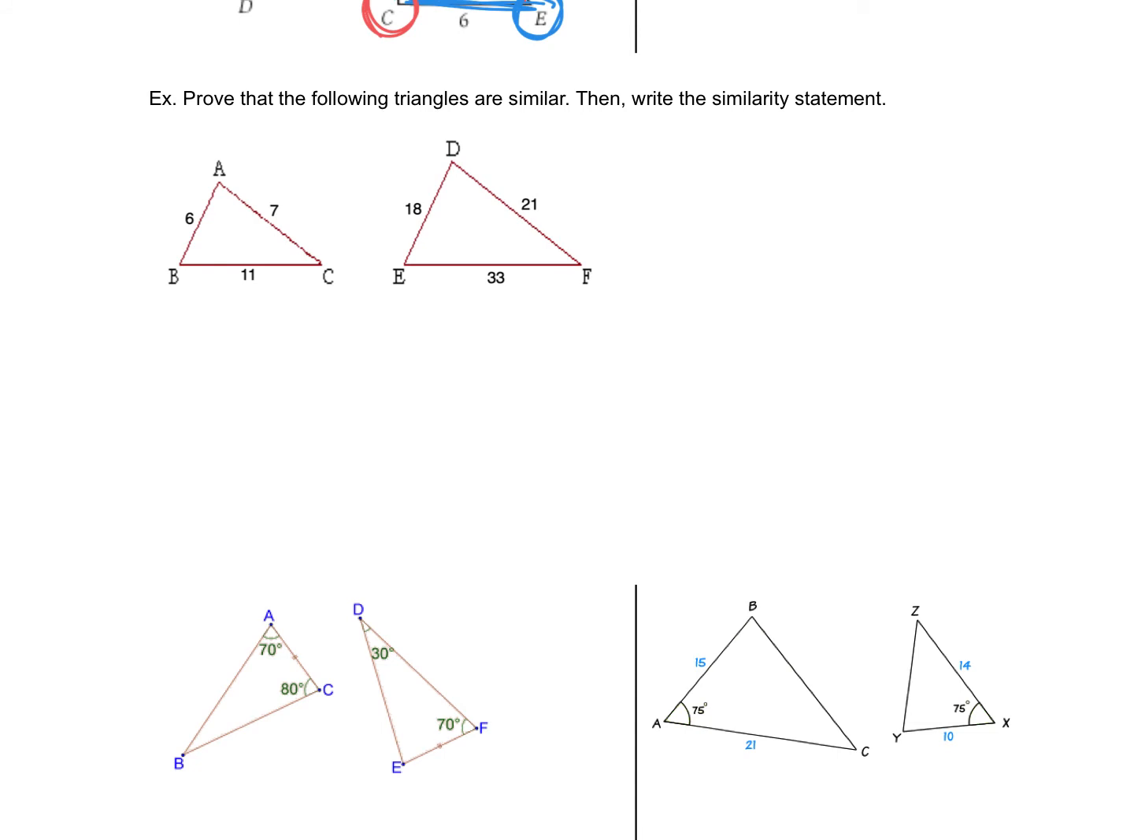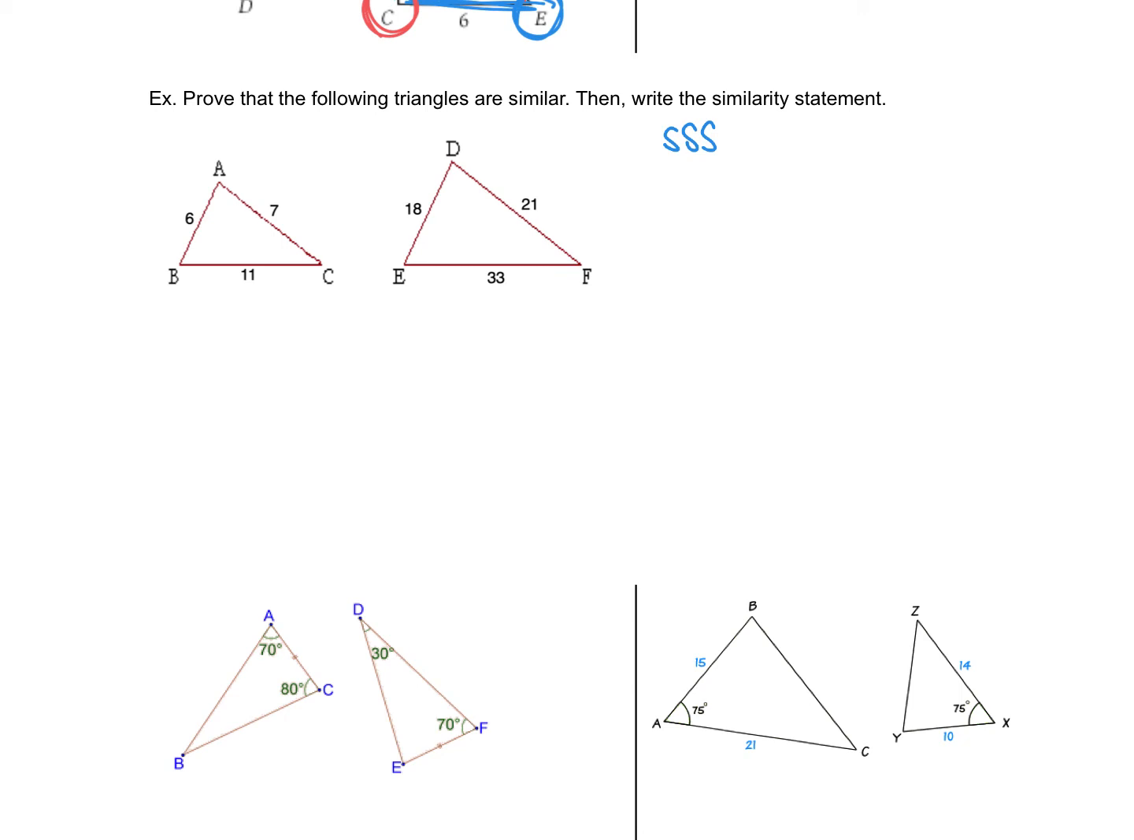In this example, we're given 3 sides in each triangle and no angles. So right away, I have to use side, side, side, because there's no other information given to me. So let's do some guesswork. Let's look at the big picture here. I have 6, 7, 11, 18, 21, and 33. Sometimes just by looking at it, you might already see what the scale factor is, and you can match up the sides nicely.